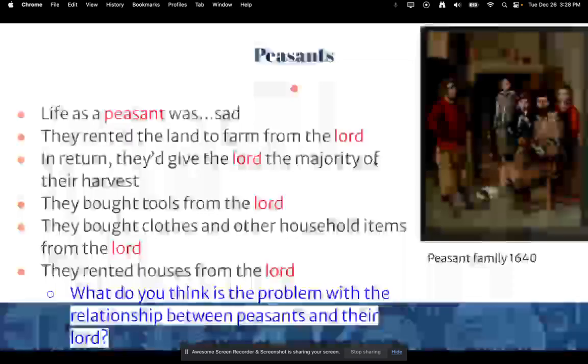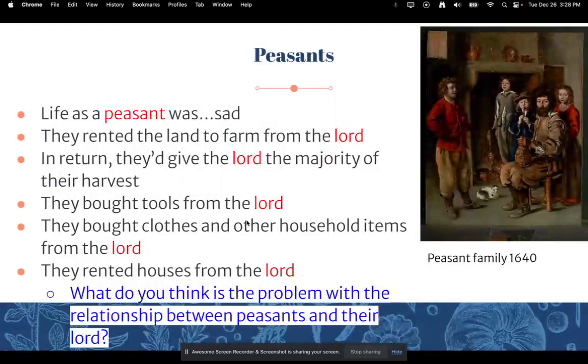So life as a peasant was super sad. They rented the land to farm from the lord. In return, they give the lord the majority of their harvest as like a tax. They also bought tools from their lord. They bought clothes and other household items from the lord. And they rented houses from the lord. So, what do you think is the problem with the relationship between peasants and their lords?